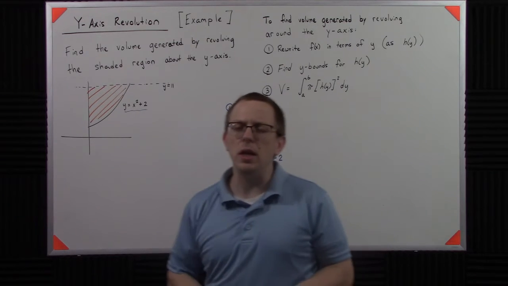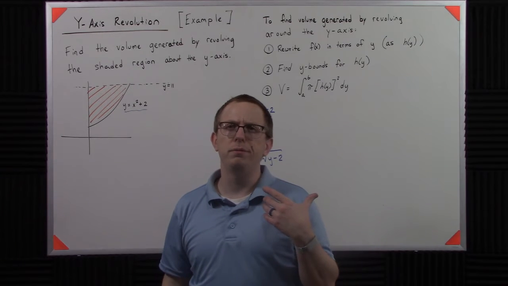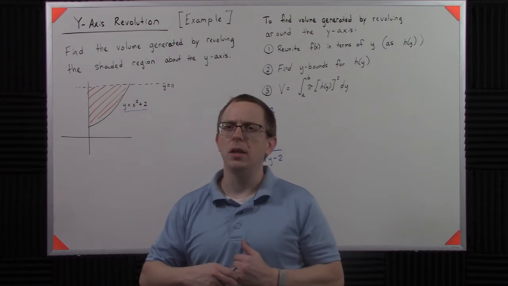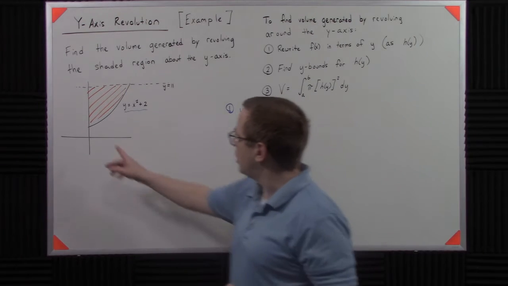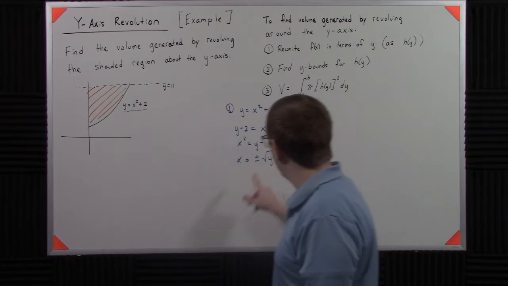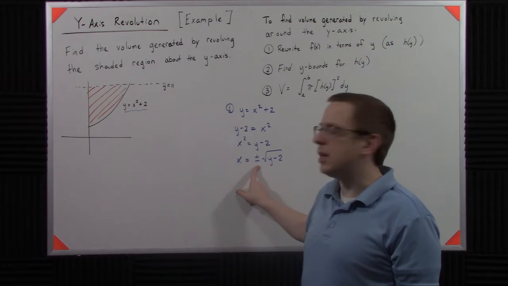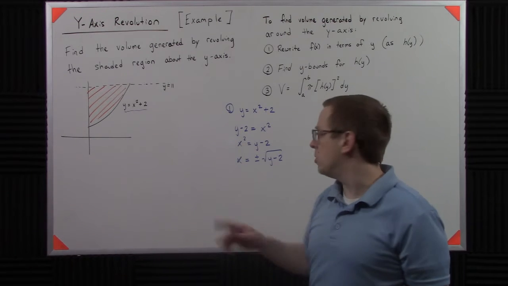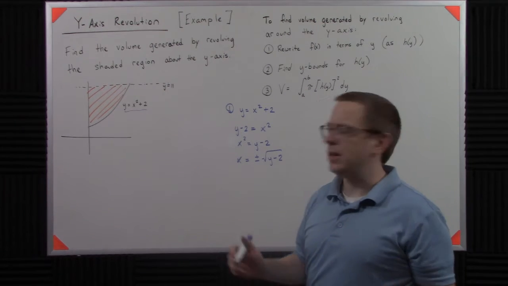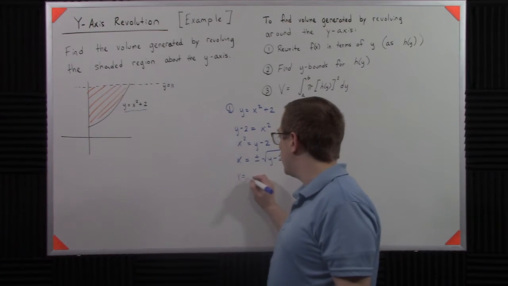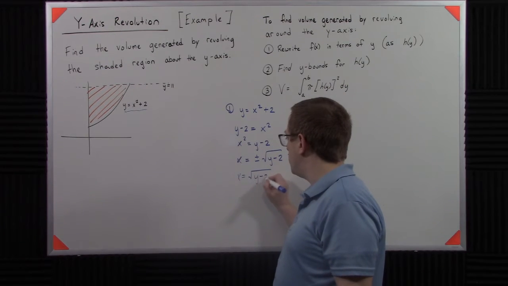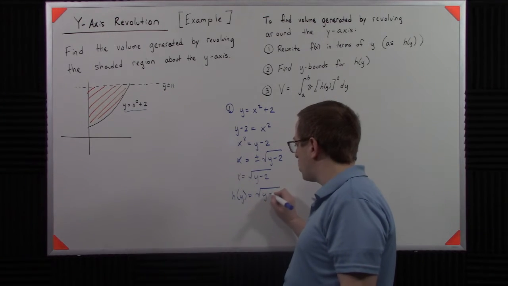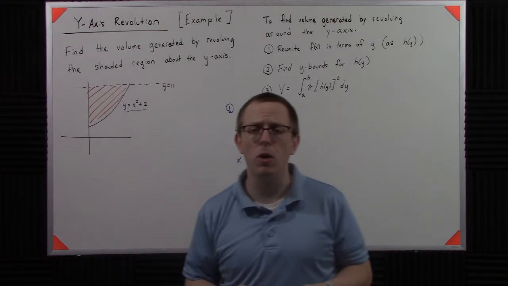Now, in this particular case, don't be dumb about it. The reason being is that the x values here are clearly positive. So this plus or minus doesn't make a lot of sense because the square root is only going to give us non-negative numbers. So the negative case doesn't make sense here. So we're just going to say that x is the square root of y minus 2. So h of y is the square root of y minus 2. So that's sort of our first step.